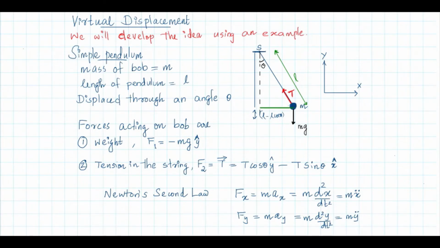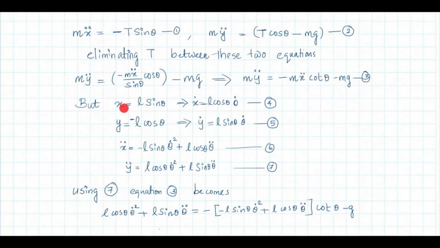x coordinate of this bob, that is this length, is simply L into, if the length of the string is L, you can say that this length is L sin theta, because from this right-angled triangle, sin theta is opposite side by hypotenuse. So, opposite side will be hypotenuse into sin theta, L sin theta. Okay. So, x is equal to L sin theta. That means x dot, if you take a derivative, L is constant. Derivative of sin theta is cos theta into theta dot, because derivative is with respect to t.